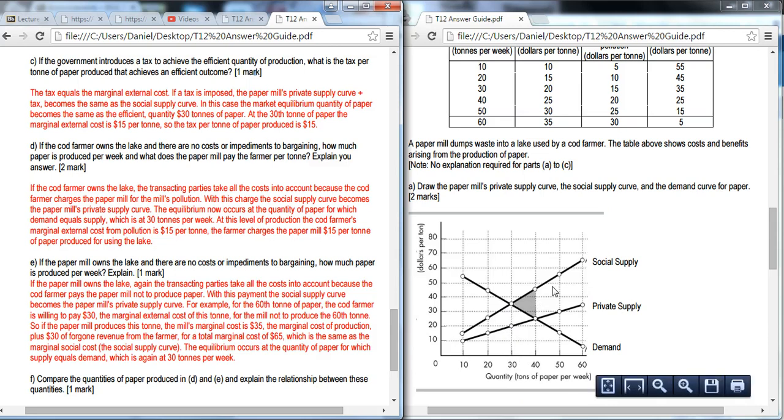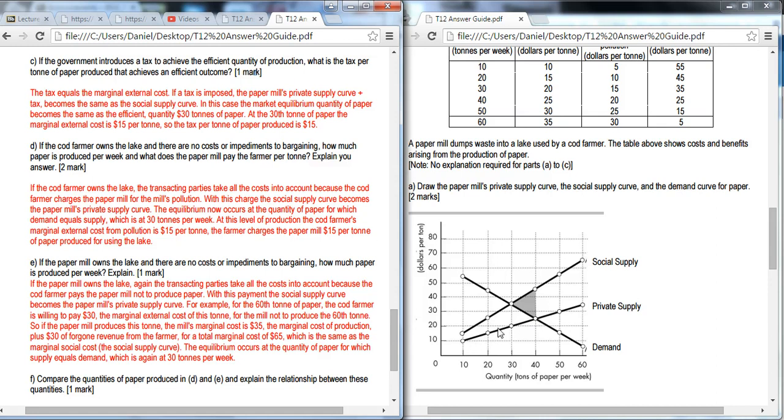Notice that the slope of the curve is different, and you might have said that maybe we should put in a tax of $20, right? See, here's the social supply curve. That's going to have $45 a tonne. Here, there's a gap of $20 a tonne. Maybe we should put a tax of $20 a tonne. But that's not going to lead you to the right answer. If you say $20 a tonne is the tax, that's going to be wrong.